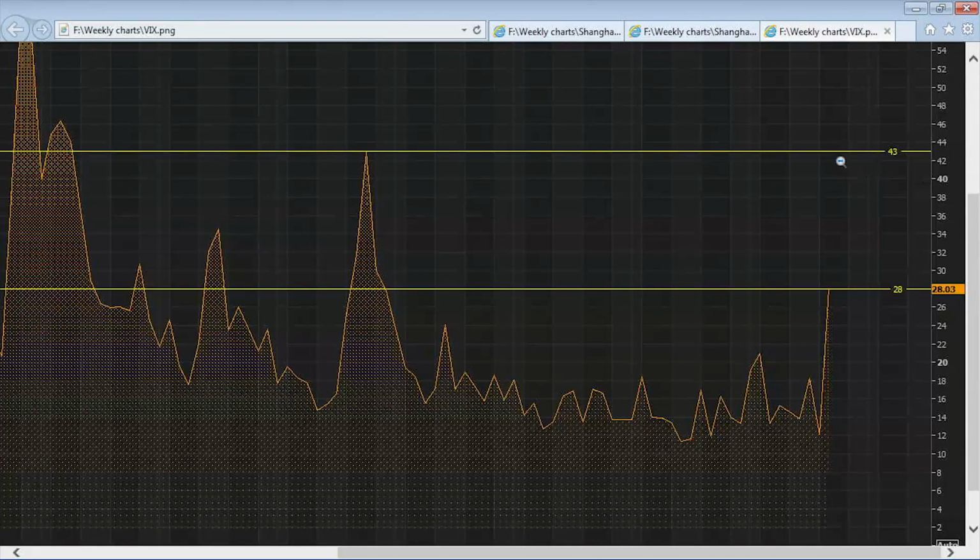If you get back up to this 43, don't be surprised if the S&P is trading somewhere around 1900 and is very aggressively offered on the day. So that's the VIX index. Pay attention to that as it could be quite important going forward.